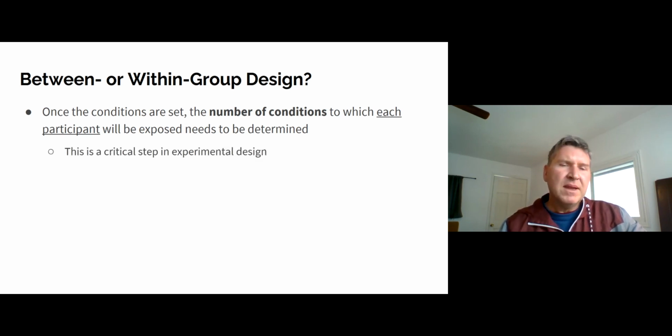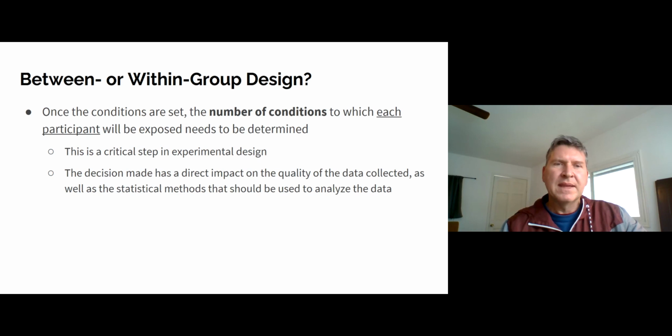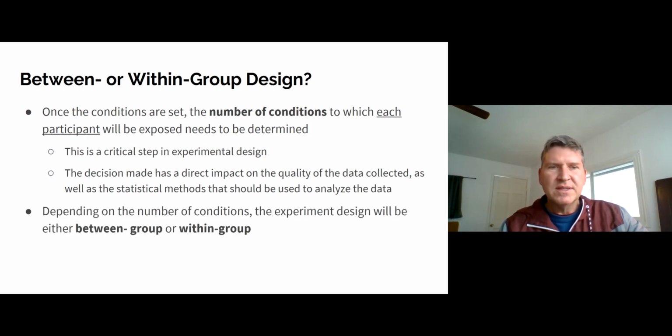So this is pretty important because there's a lot of trade-offs between and within groups. So this decision directly impacts how good the data is coming out, as well as what types of statistical methods we're going to be using to analyze the data later on. Depending on the number of conditions, we'll either have a between group or within group.